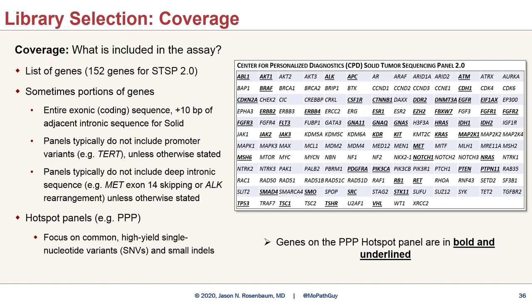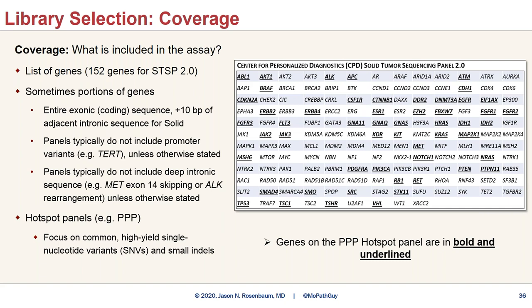We have a hotspot panel, which we call PPP for the Penn Precision Panel. And the genes on our hotspot panel are illustrated here in bold-faced and underlined. But again, it's important to recognize that not the entirety of those genes is sequenced.